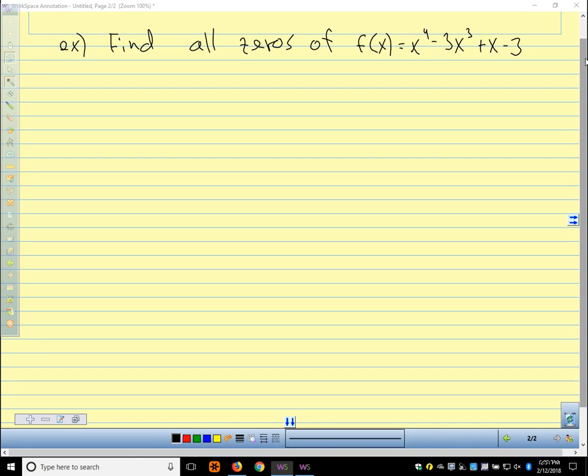So, for this problem, when we see a problem like this, the dumpster should already be smoldering. What do we do? We need to find our P's and our Q's. We could factor by grouping, but we'd still end up having to find P's and Q's. All right, so our possible rational roots. It's nice that our Q is just 1, so we just get plus or minus 1 and plus or minus 3.